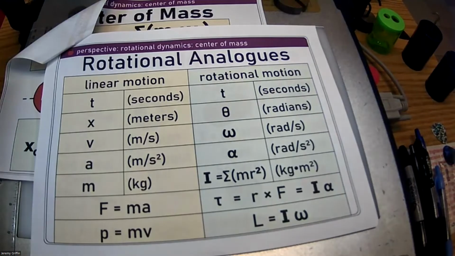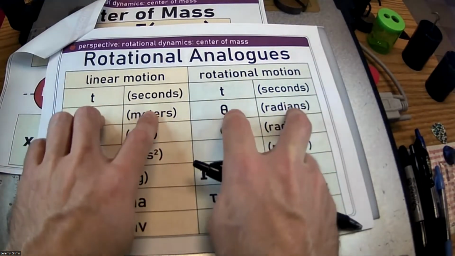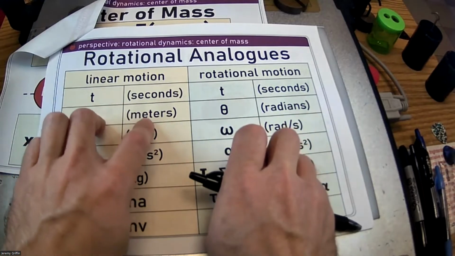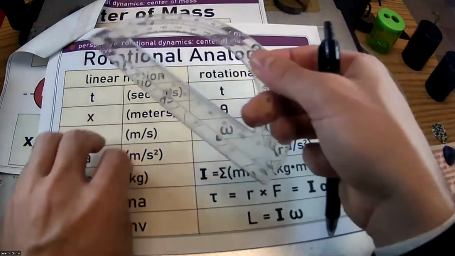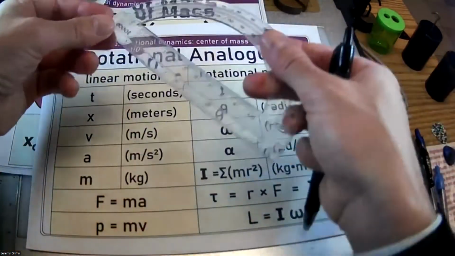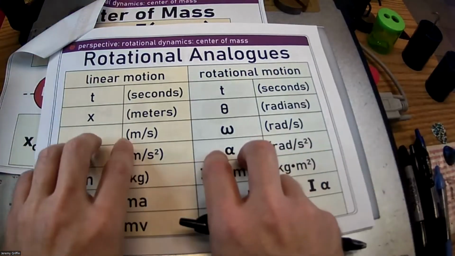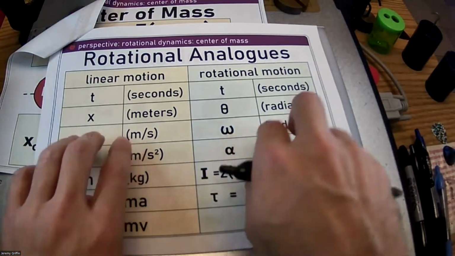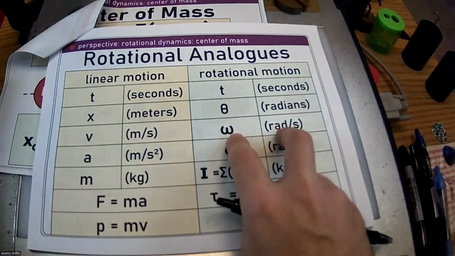And time's still time. Taking a long second, so that's still the same. And instead of saying how far something has gone in meters, now we want to say how far something has turned. You can measure in degrees or radians, but radians is a better way, especially if you're applying equations. Instead of saying how fast in meters per second, like radar gun speed, let's say how fast is it rotating, radians per second. Like the Earth, for example, spins one rotation every 24 hours. You could convert that to radians per second.